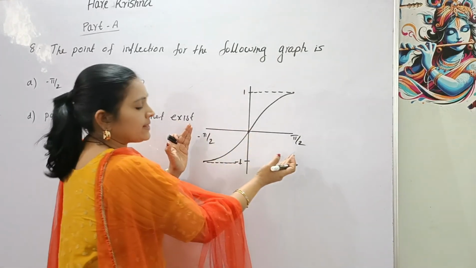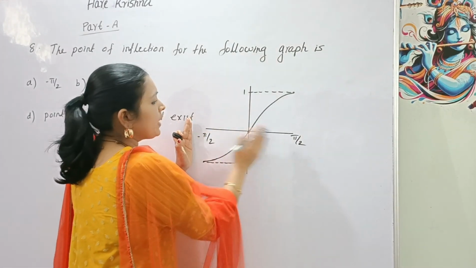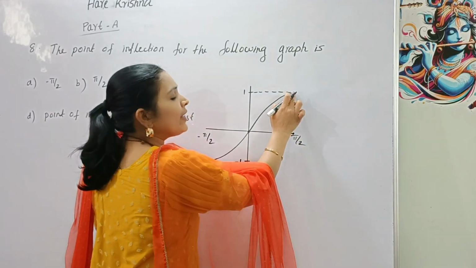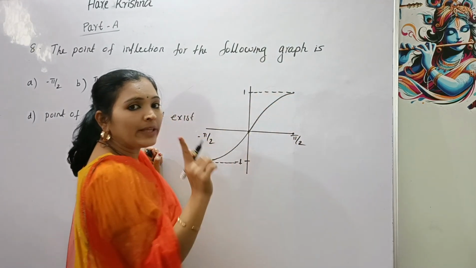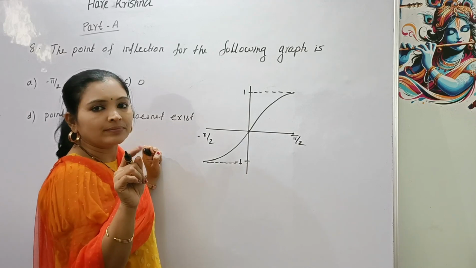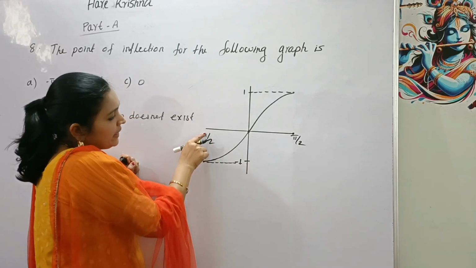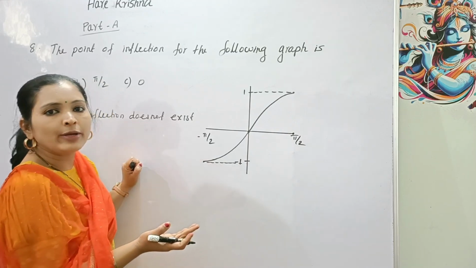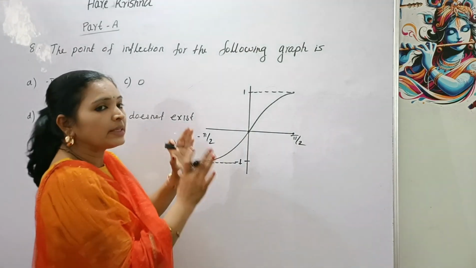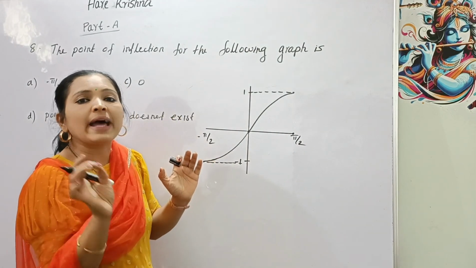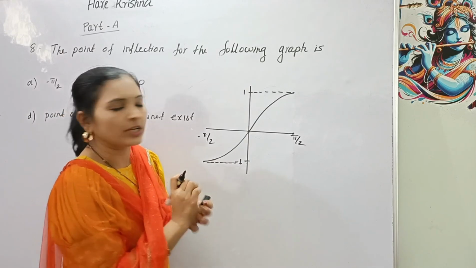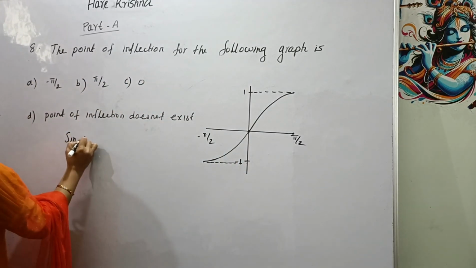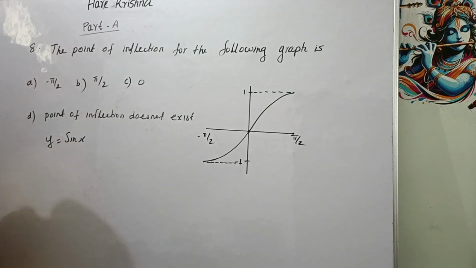Okay. Next, let's take some other points. Here, minus pi by 2, pi by 2. See, when theta is equal to pi by 2, its value is 1. We know that sine pi by 2 is 1. Right? And when theta is equal to minus pi by 2, the value is minus 1. Sine minus pi by 2 is minus 1. Therefore, the given graph is nothing but sine x. Okay, sine function. So here our function is sine x. Okay, y is equal to sine x.